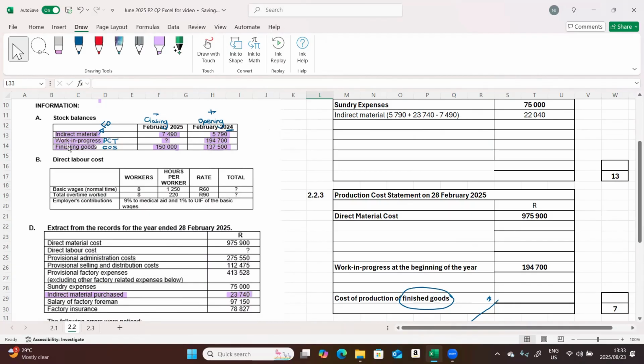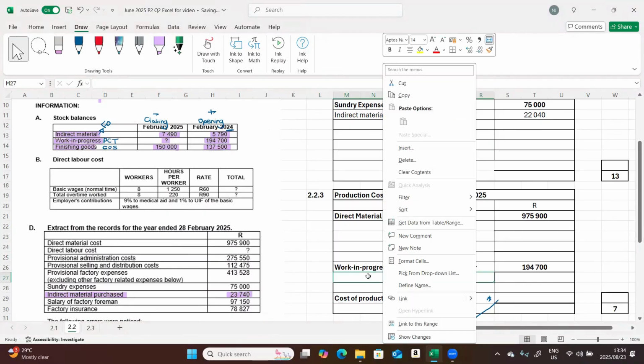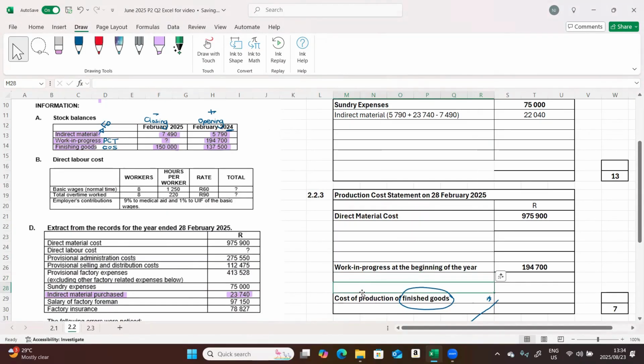Now let's go to work in progress. We know that the work in progress is over here. It goes to the production cost statement. There is our work in progress at the beginning of the year. So you have to study your formats, please, guys, especially of your production cost statement. We know that work in progress at the beginning of the year goes over here. This line over here is open, and then over here you will write work in progress. Sorry, we need to add that.